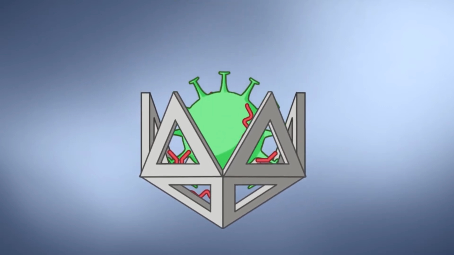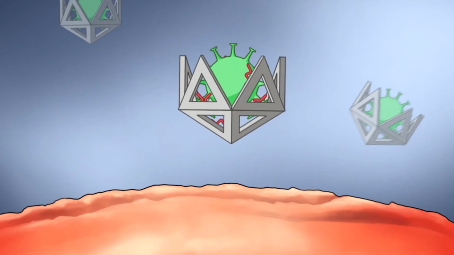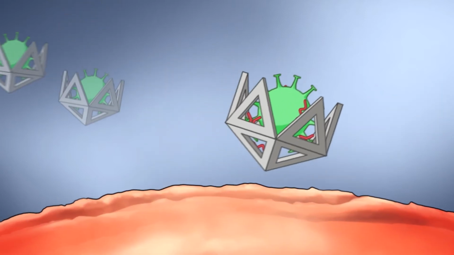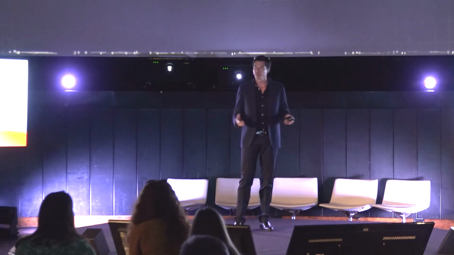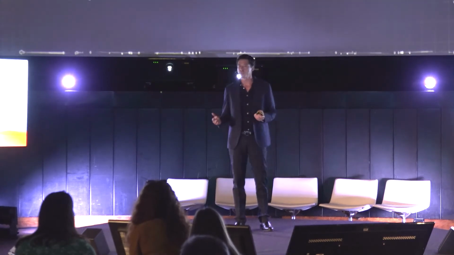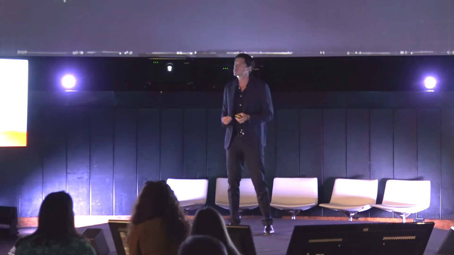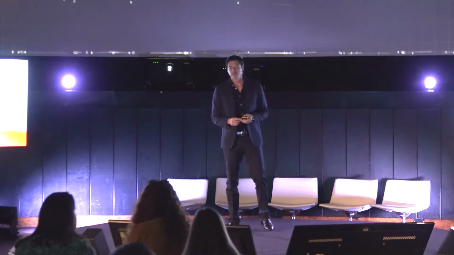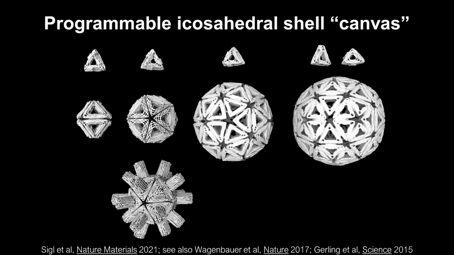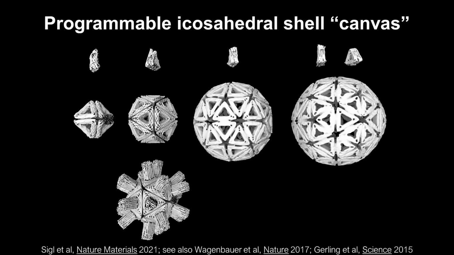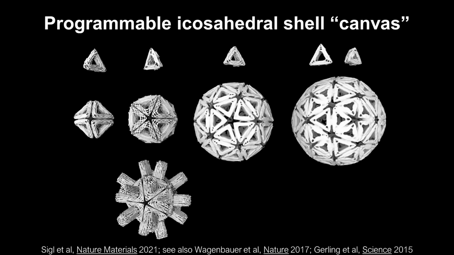And then the idea is that these cages will circulate through the body and trap the viruses inside of the cage, much like flies being caught on fly paper. When they're inside of a cage, the viruses can no longer interact with cells, and the infection spreading is contained. So to put this wild idea, admittedly, into practice, we engineered something we call a programmable icosahedral shell canvas.